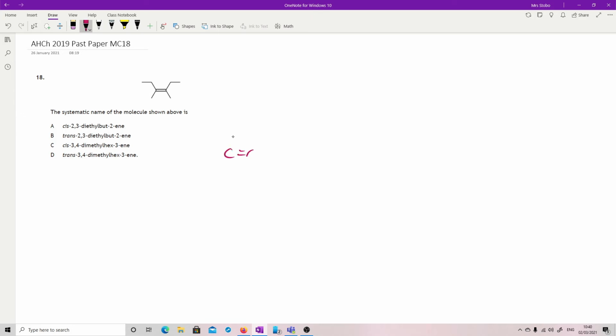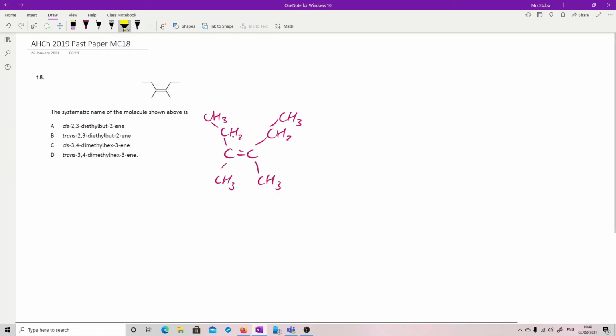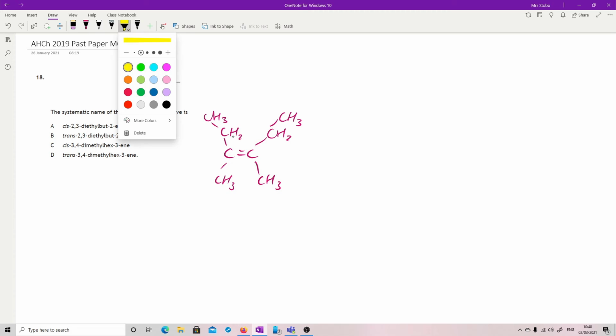Systematic name for the molecule shown. Now I prefer to look at it in slightly bigger structural units, just to make my life easier. So that's a CH2, CH3. That's a CH2, CH3. And I've got a CH3 coming off the bottom here. Now I'm just going to name it as if I'm not being given it already, just to convince myself, as it were.